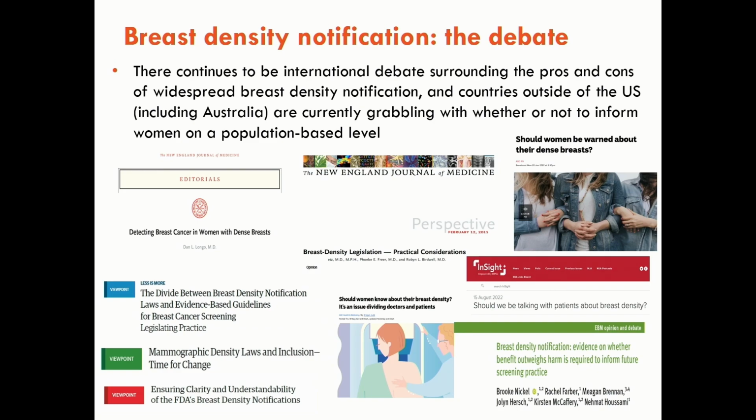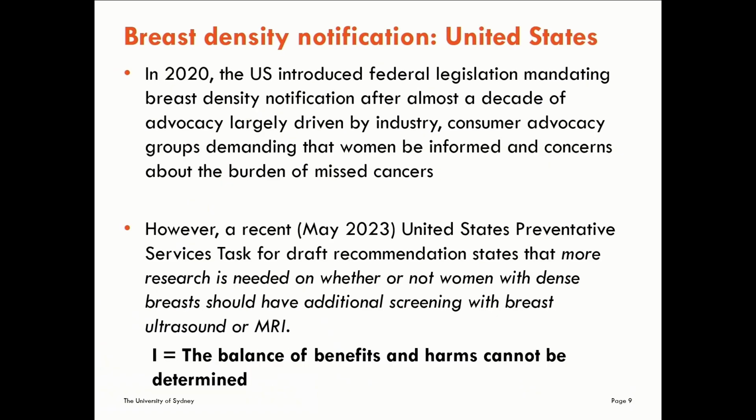And so because of all of this, there's been continued international debate surrounding the pros and cons of widespread breast density notification. Countries outside the US, including Australia, are now grappling with whether or not to inform women on a population-based level, through programs like BreastScreen. As you can see here, this is some media and some high-impact publications internationally that have had some controversy around this issue.